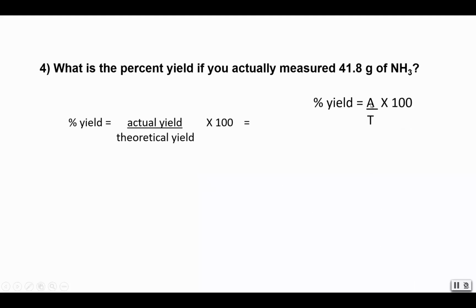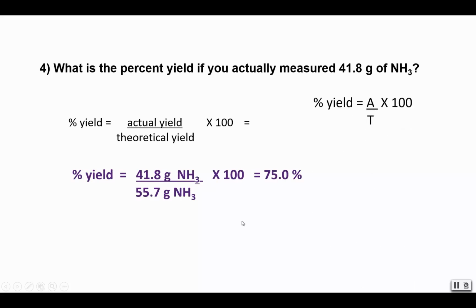Some students write this equation as A over T to represent actual over theoretical times 100. Let's look at what our calculations will be. 41.8 grams of ammonia divided by the 55.7 grams of ammonia times 100 gives me 75%. So 25% of it was lost somewhere. Whatever happened, happened, but you rarely ever meet your theoretical yields. We didn't do too bad, I don't think.